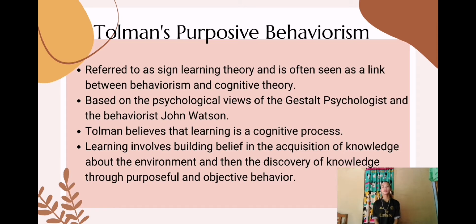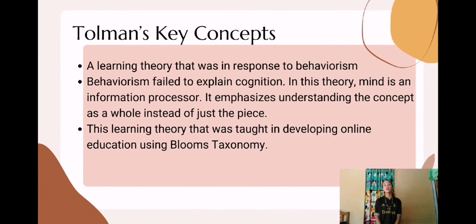Tolman believed that learning is a cognitive process. As I have said, the cognitive process is about knowledge or the mind part, which means that learning is a process done by the brain or the mind. Learning involves building belief in the acquisition of knowledge about the environment and then the discovery of knowledge through purposeful and objective behavior. Tolman's key concept is a learning theory that was in response to behaviorism.